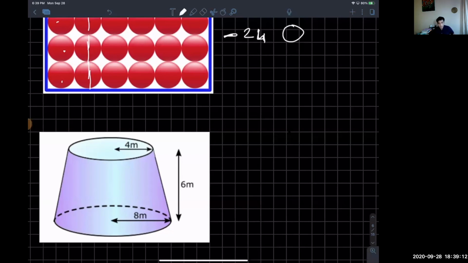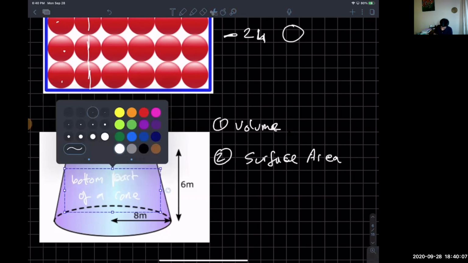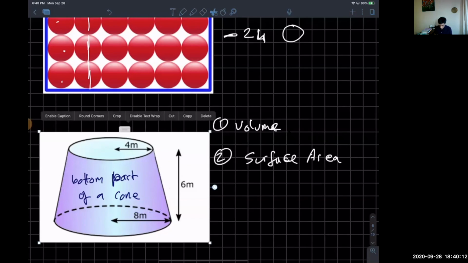Now if you have this formula memorized, think of this one, and I want you to do 2 things. One is, what is the volume? And two, what is the surface area? Okay, I want you to find the volume and the surface area. Not using the formula, see if you can derive this on your own by breaking it down into smaller pieces. And if you need a hint, this is the bottom part of a cone. Okay, if you need a hint.